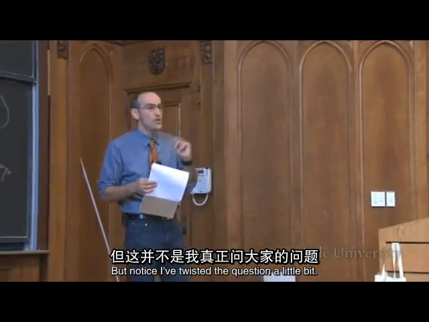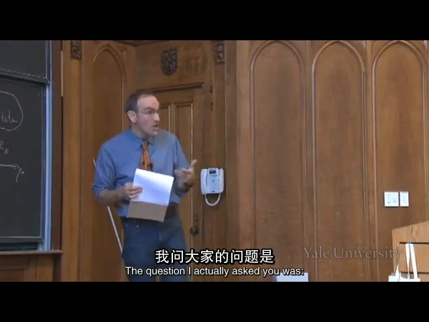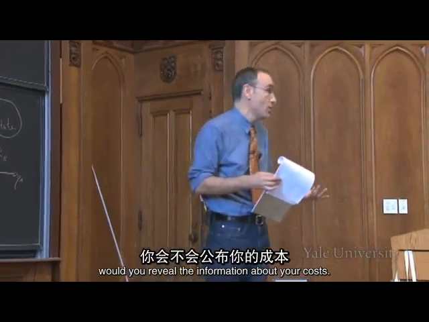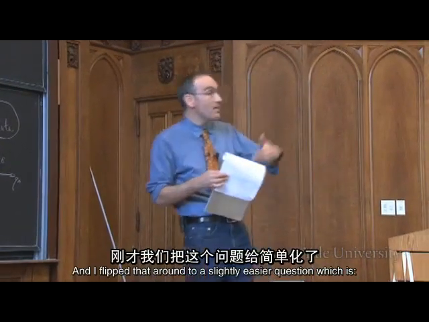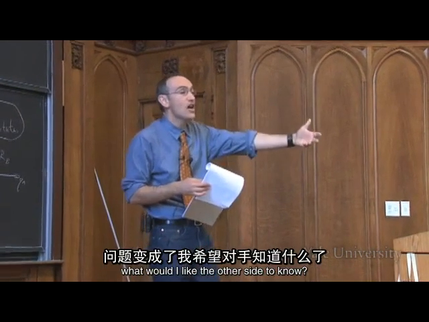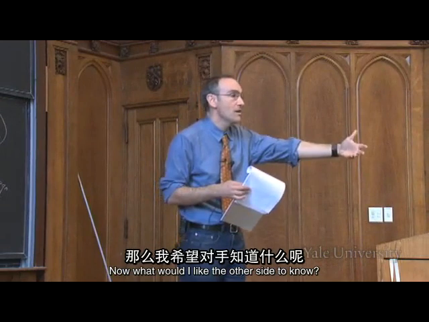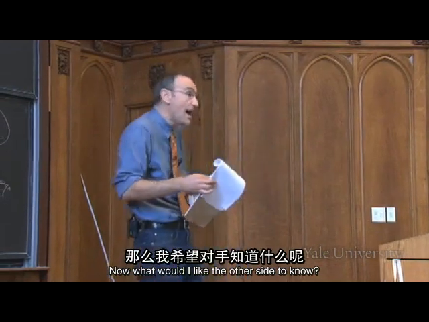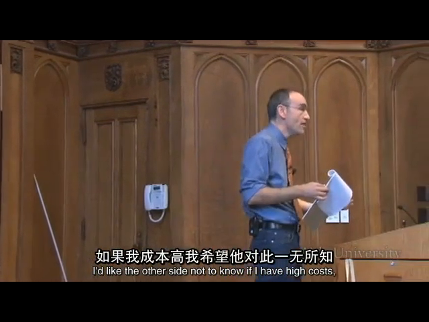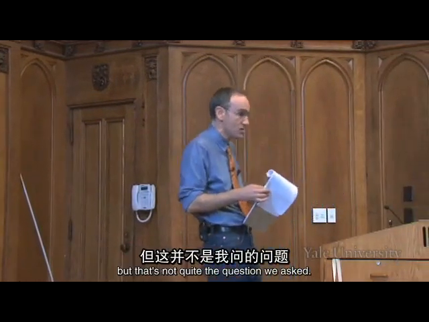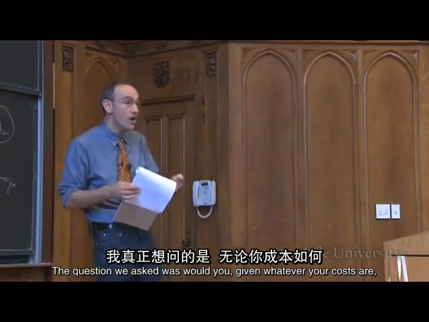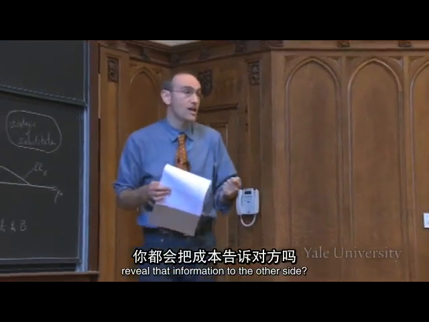But notice, I've twisted the question a little bit. The question I actually asked you was, would you reveal the information about your costs? And I've flipped that around to a slightly easier question, which is, what would I like the other side to know? Now, what would I like the other side to know? I'd like the other side to know if I have low costs. I'd like the other side not to know if I have high costs. But that's not quite the question we asked. The question we asked was, would you, given whatever your costs are, reveal that information to the other side?